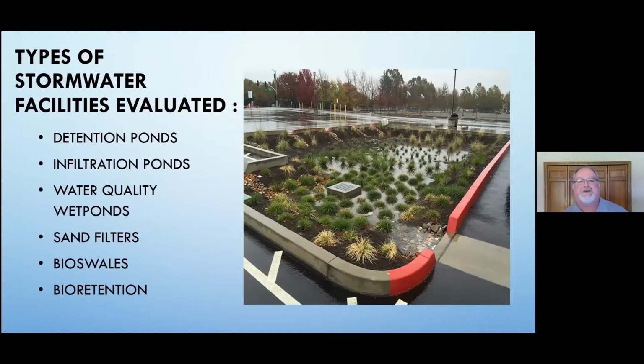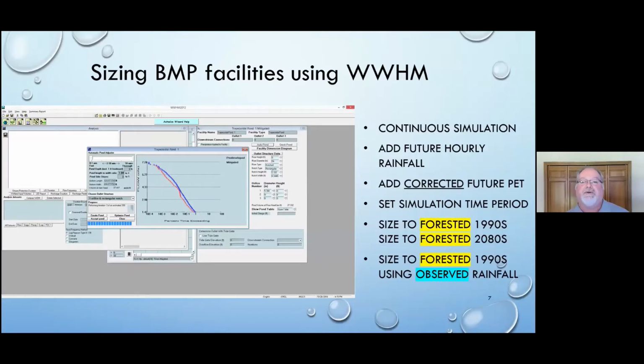So these are the types of things that we evaluated when we wanted to do the analysis. And now, what do we use to do the analysis? Maybe everyone's familiar, or most people are familiar with WWHM. It's the software that Ecology basically promotes for doing stormwater facility sizing. It's developed by Clear Creek Solutions, Joe and Doug.